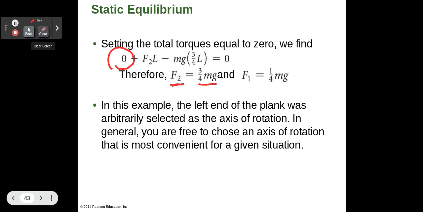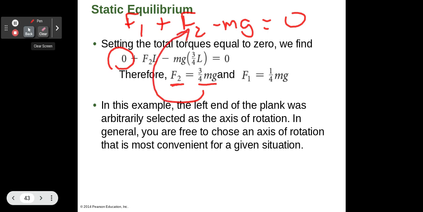And then we plug that back into our original equation. So you remember our original equation was F1 plus F2 minus mg equals 0. We plug this back in up here and solve for F1, and that gives us 1/4 mg.